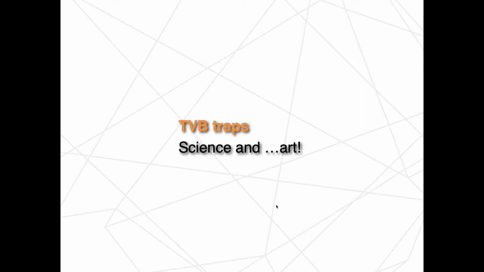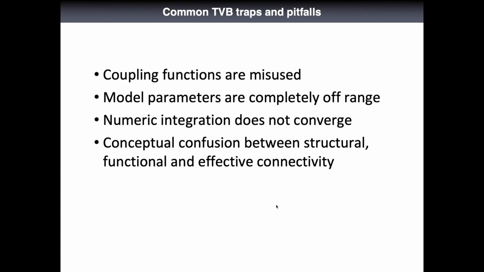Now, still, TVB is a highly abstracted model of a very complicated system, the brain, and it's not straightforward to actually use it. It's not like a black box that you put together and brain function emerges. There are many common errors that can happen, like coupling functions being misused, model parameters leading to completely off-range dynamics. If the time step is not chosen correctly, then the numerical integration will explode, will not converge. And there are even more complex problems like a conceptual confusion between structural, functional, and effective connectivity.